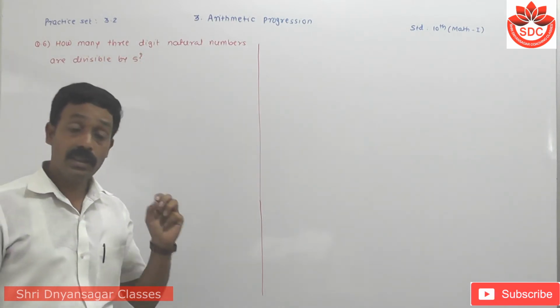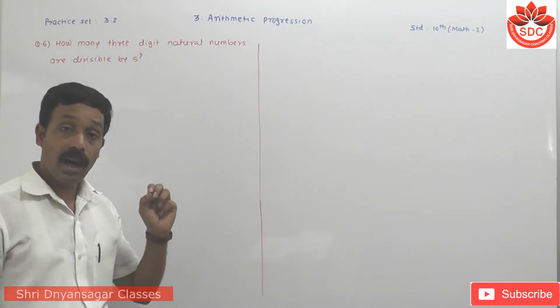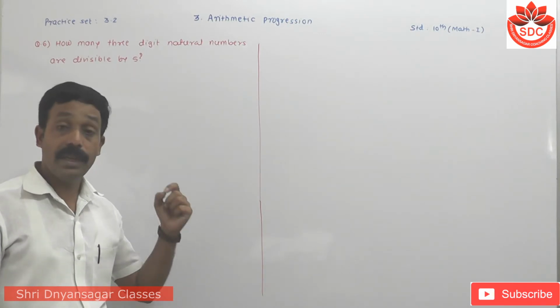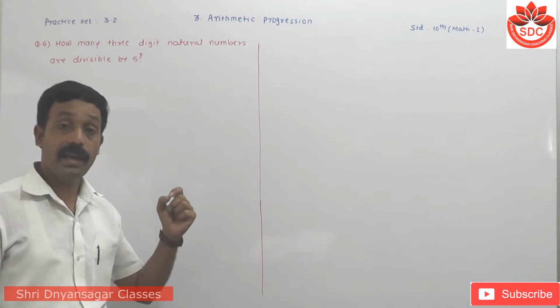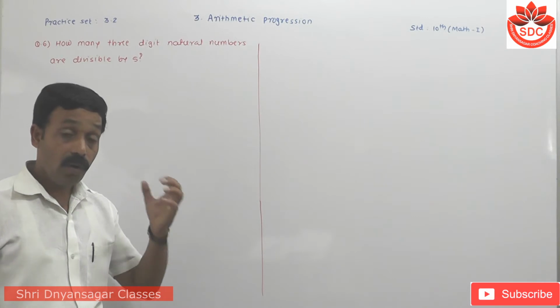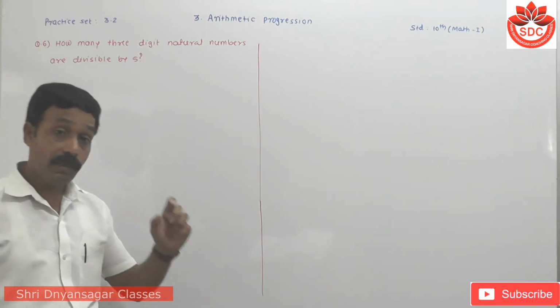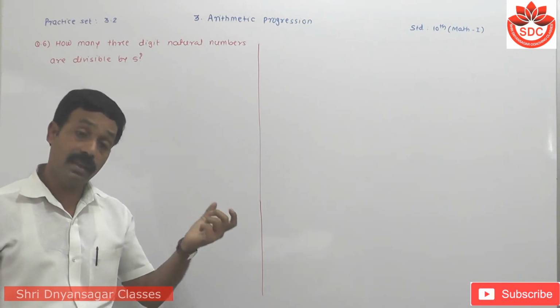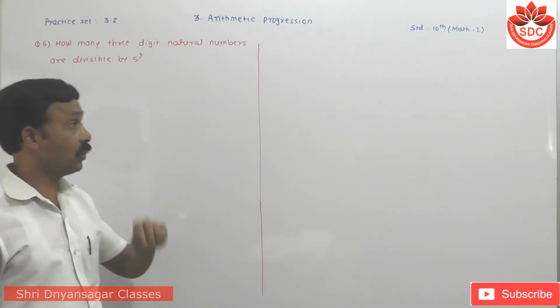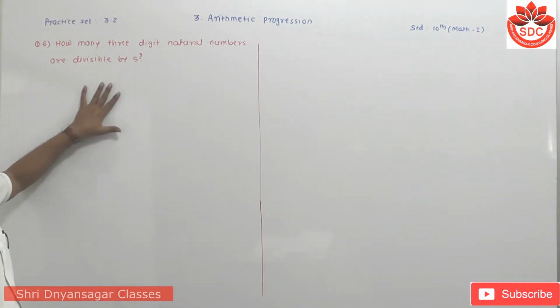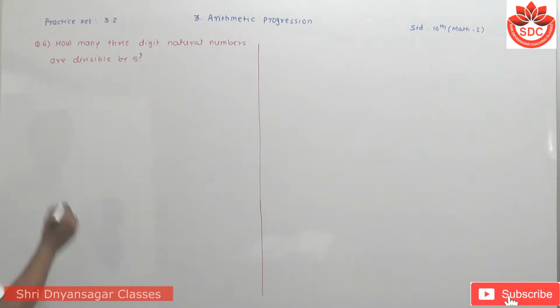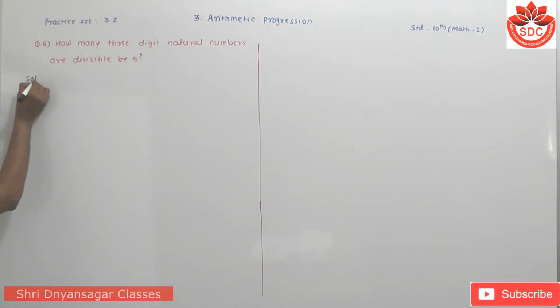Now student, the smallest 3-digit number is 100 and the greatest number is 999. Out of these, how many numbers are divisible by 5? That means if the unit place is 0 or 5, then the number is divisible by 5. So first we write all these numbers and then find how. Look carefully. This is a very important question.